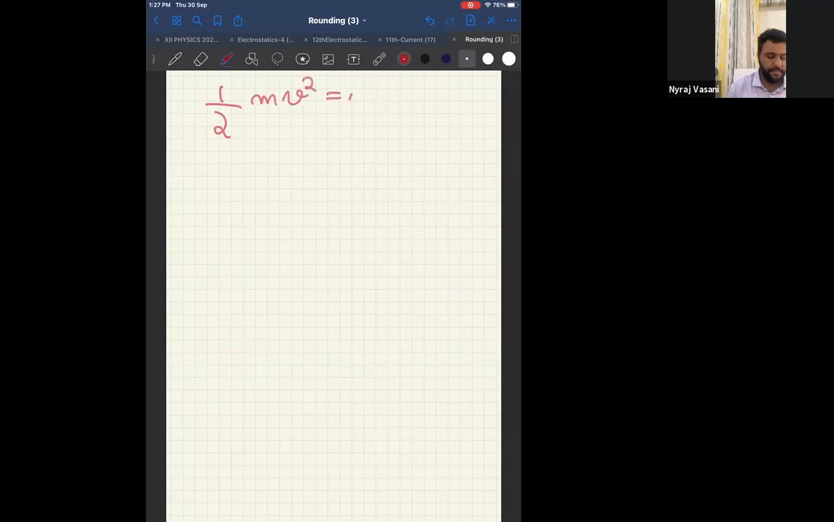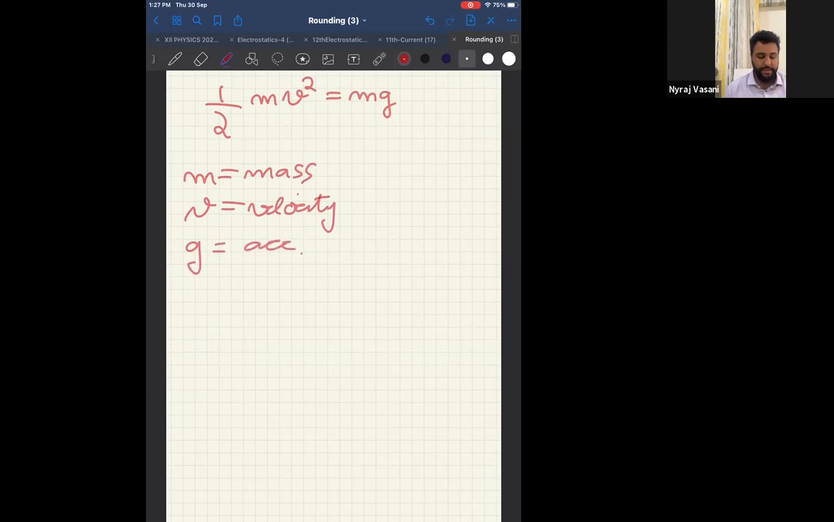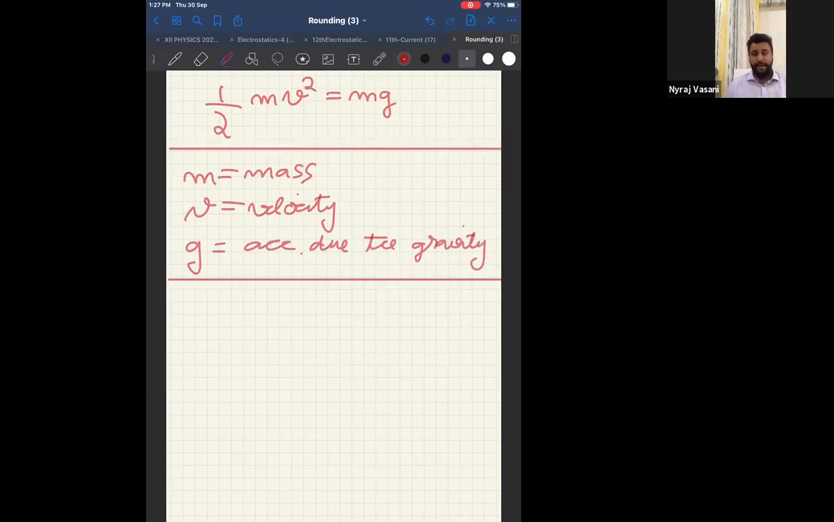Half mv square equal to mg, where m is mass, v is velocity, and g is nothing but acceleration due to gravity. Now do this problem, do your dimensional analysis, and tell me whether this equation is dimensionally right or not dimensionally right. Start.